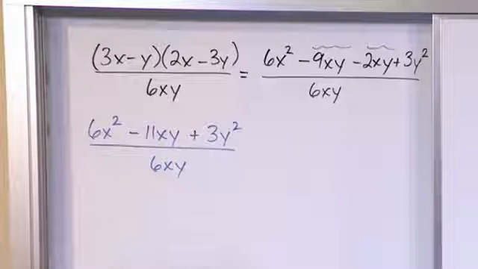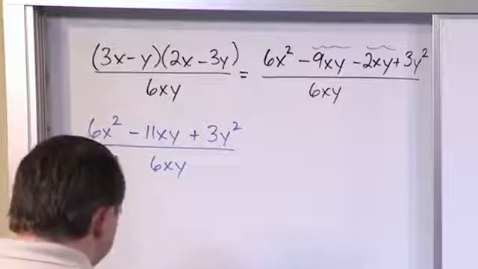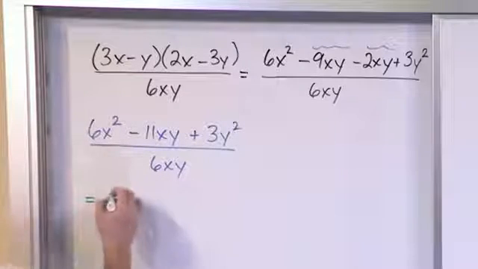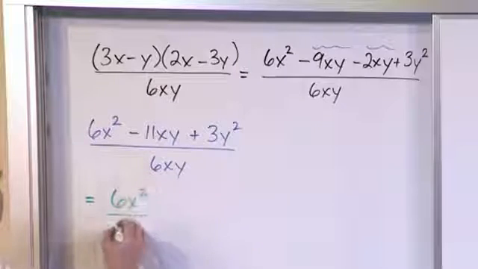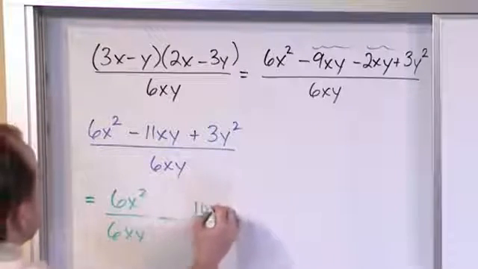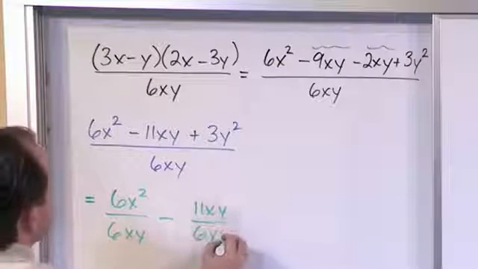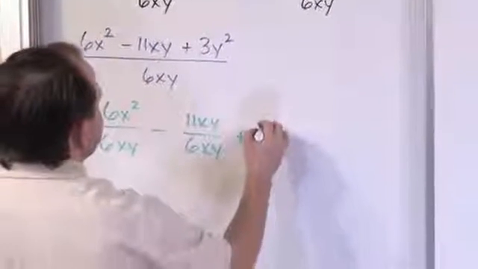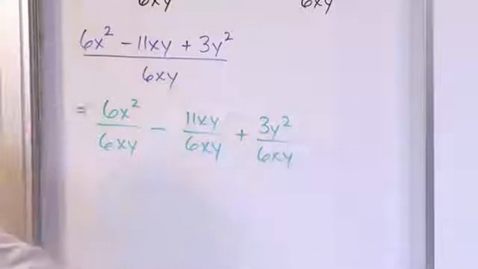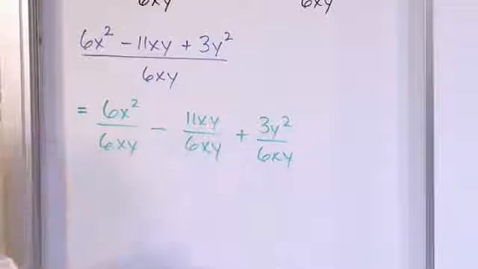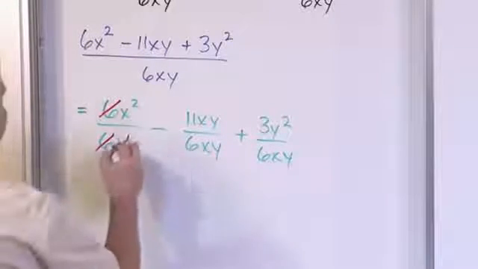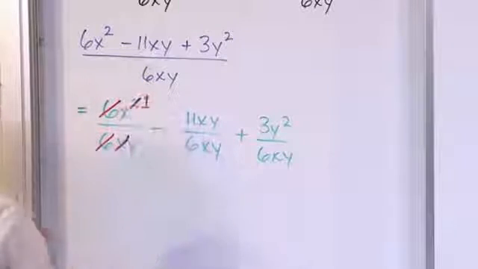Okay, so now I'm to the point where I can do what I've done in all of these other problems. So let me go ahead and split this up. So what I'm going to have is 6x squared over 6xy, minus 11xy over 6xy, plus 3y squared over 6xy. So basically we split them all up the same as we have before, and now we look term by term. 6 cancels with the 6. This x cancels with one of these x's, leaving one x behind.